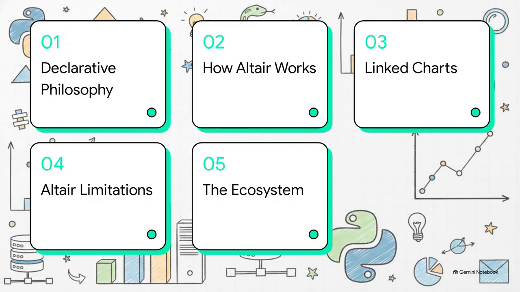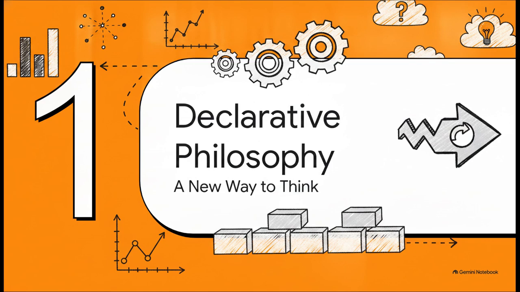Here is our roadmap for today. We'll start with the declarative philosophy. Look at how Altair works. Check out its interactivity and linked charts, discuss a few limitations, and then zoom out to look at the entire visualization ecosystem. All right, part one, the declarative philosophy. Let's look at this entirely new way to think about charts.